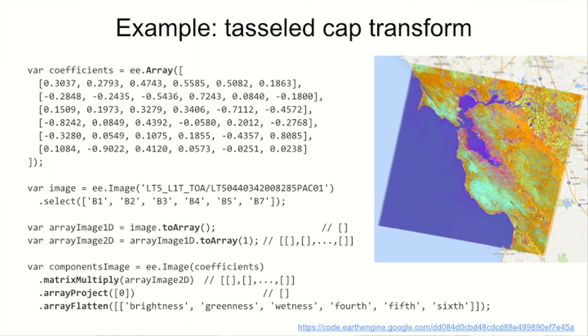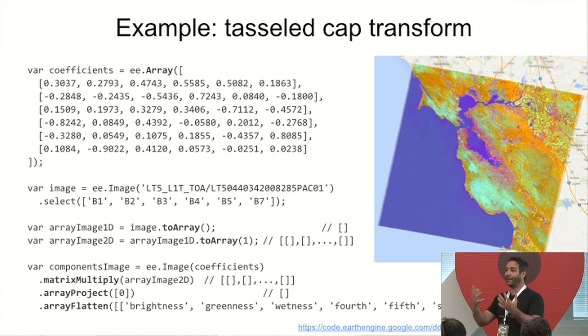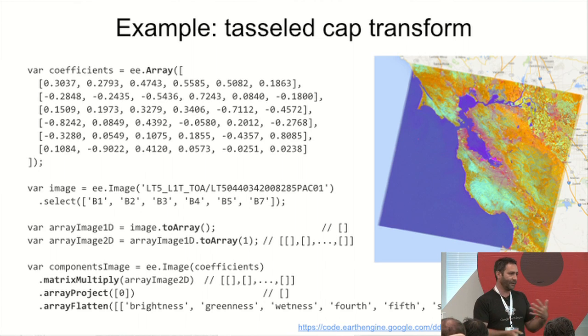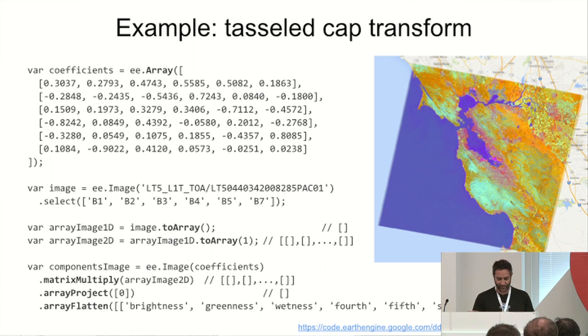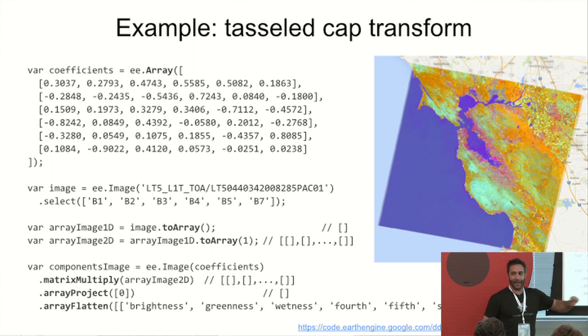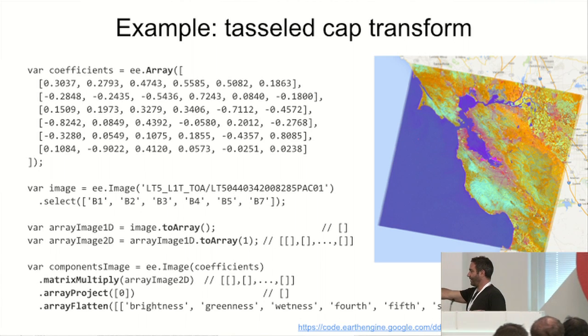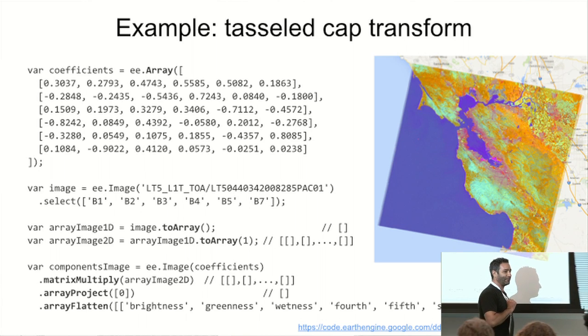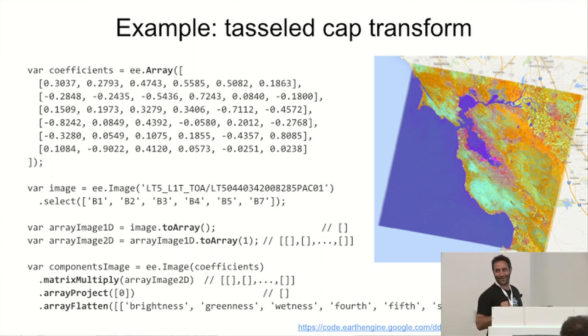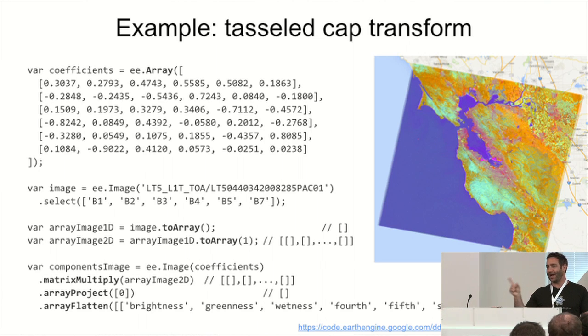But we're still not done yet because we don't want a length 6 vector in each pixel. What we want is this multi-band image that we can then operate on the way we would any other multi-band image in Earth Engine. And so the way that you do that is you call arrayFlatten. The argument to arrayFlatten is a list of lists, one list for each axis.